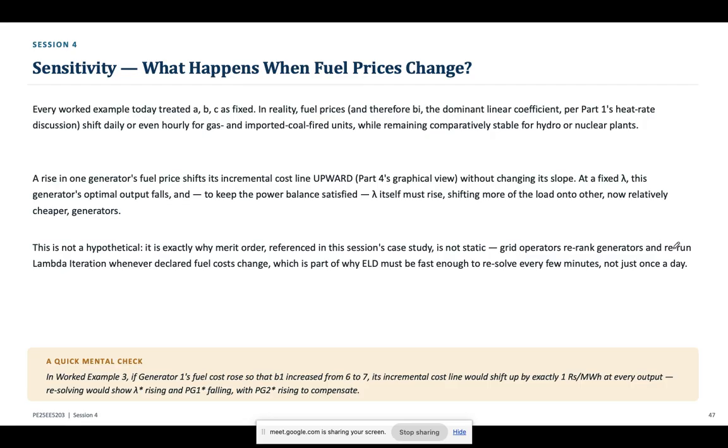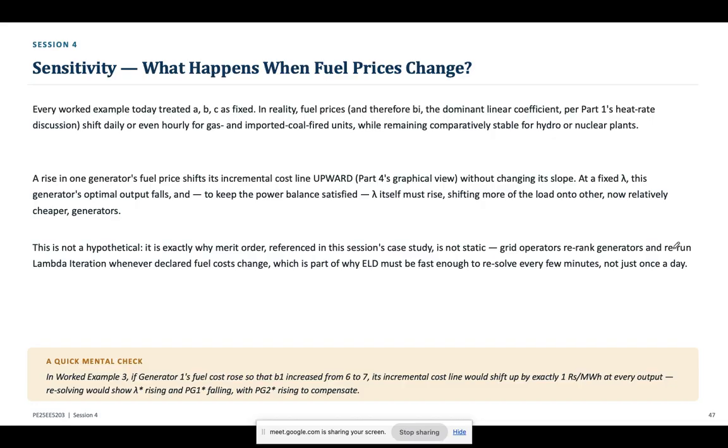But the system cannot simply allow the total generation to fall there, right? If one generator becomes more expensive, other generators must take more of the load, and the common system lambda generally changes. In the simple worked example 3 structure, increasing B1 from 6 to 7 raises the unit's incremental cost by rupees 1 per megawatt hour at every output. If you want to go back and have a look. So the new optimum therefore changes both lambda and the distribution of generation.